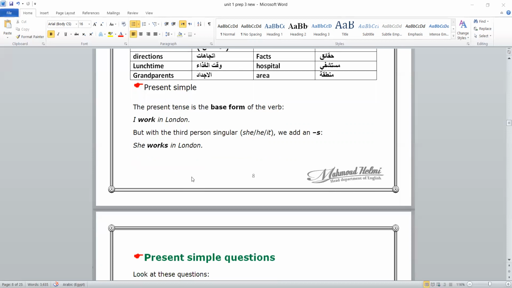I work in London. With the third person singular, he, she, it, we add s and sometimes es. She works in London. Or when I say, the bird flies high in the sky. We notice here that we changed Y to I and we added ES.